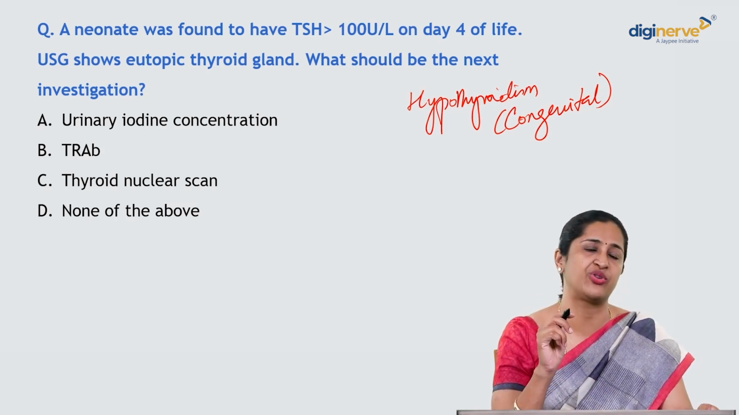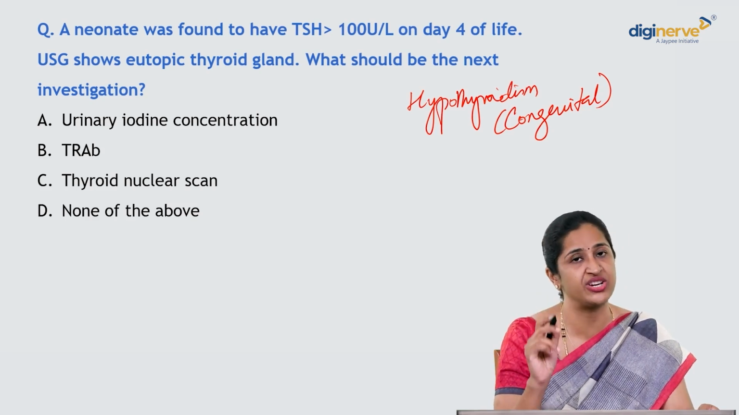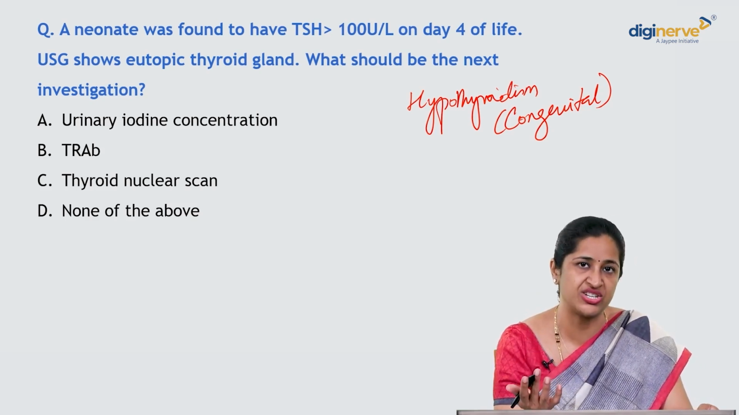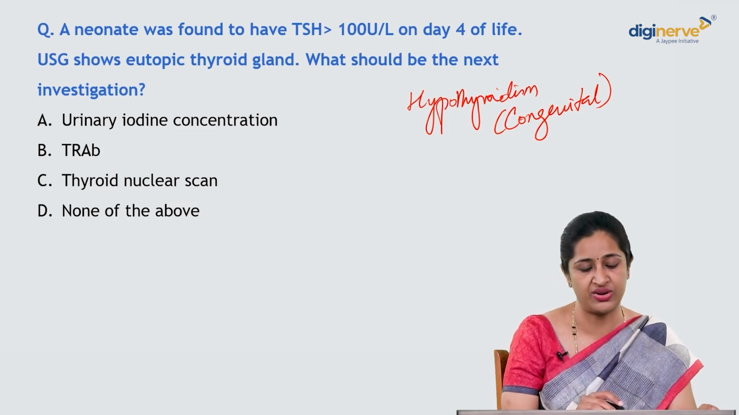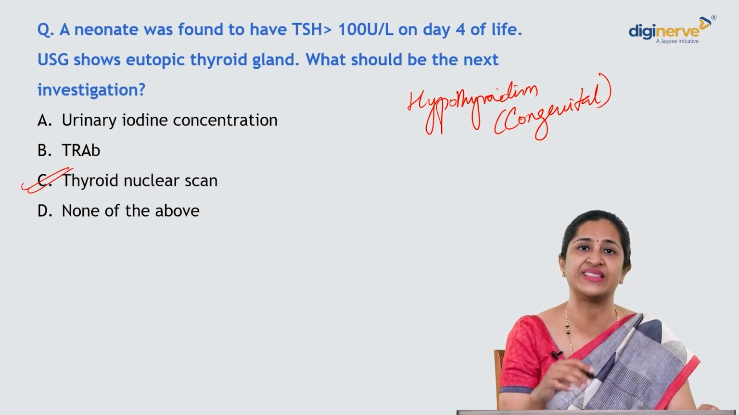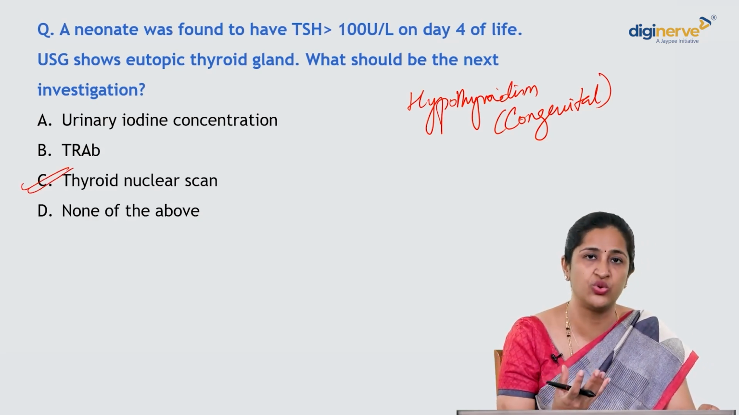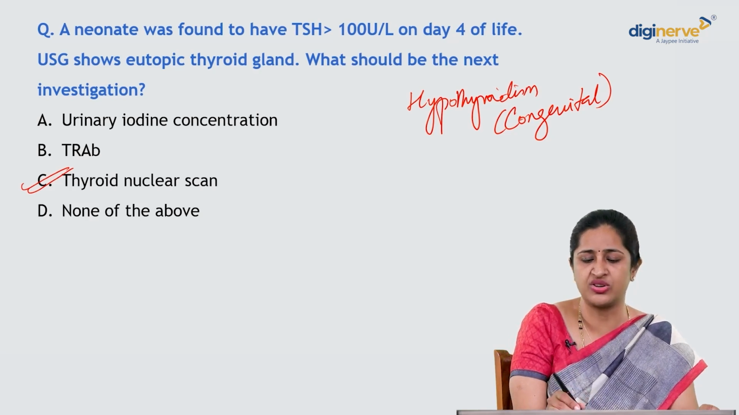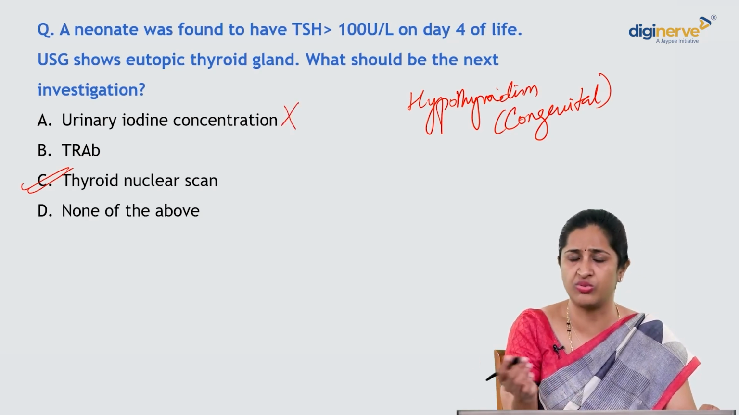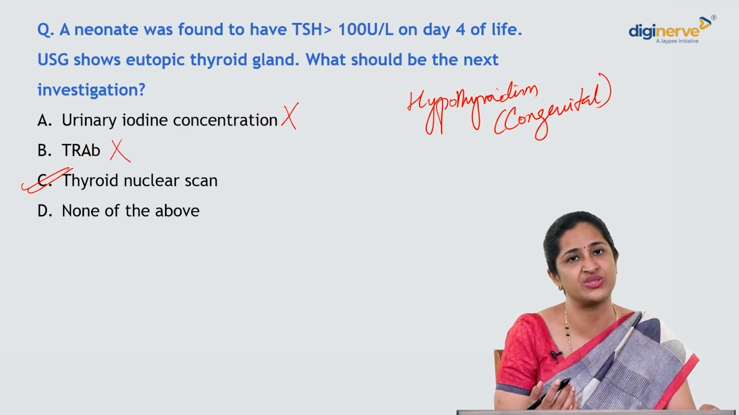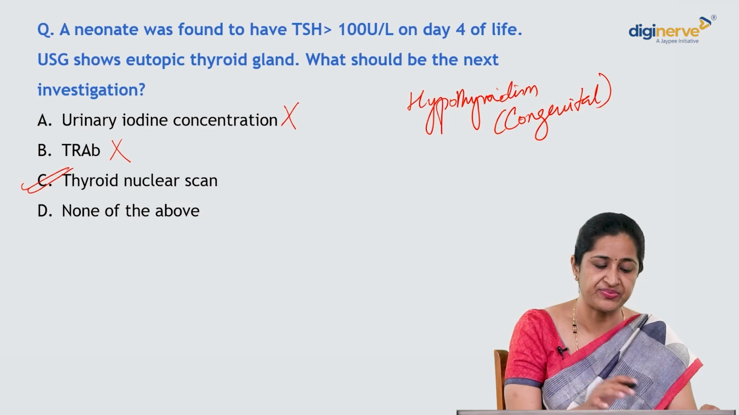So the next step is to find out the functioning of the gland. The gland is there, no doubt. But is the gland functioning appropriately? That is what you want to find out. So the next test you want to do is the thyroid nuclear scan. That will tell you the uptake of the nuclear isotope and the functioning of the gland. Urine iodine concentration is not required. There is no need to monitor that. Thyroid receptor antibodies, this is all not done in evaluation of congenital hypothyroidism.